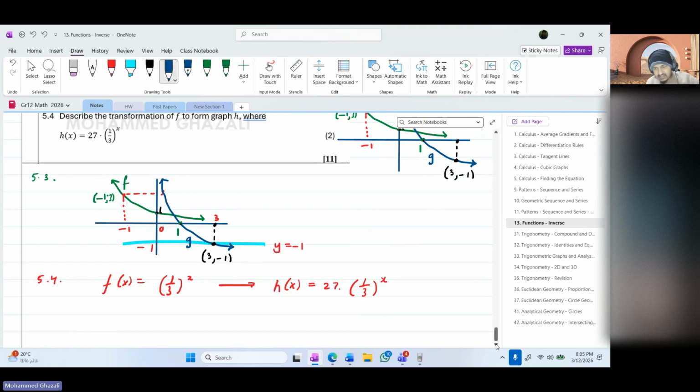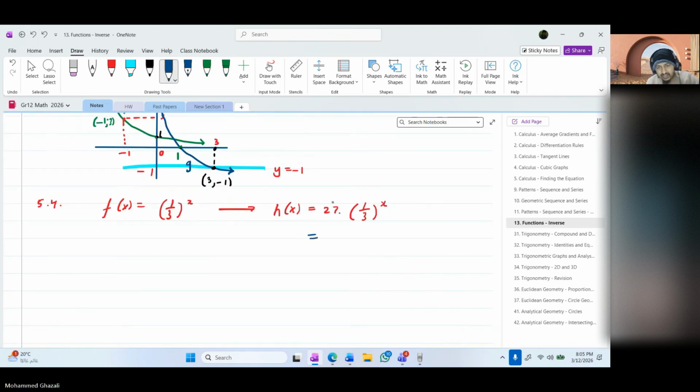See, 27 you can write in the same base, okay? You can write 27 as 3 to the power 3, and this 1/3 you can write as 3 to the power -1, to the power x. If you combine everything, you're going to get 3 to the power -x plus 3.